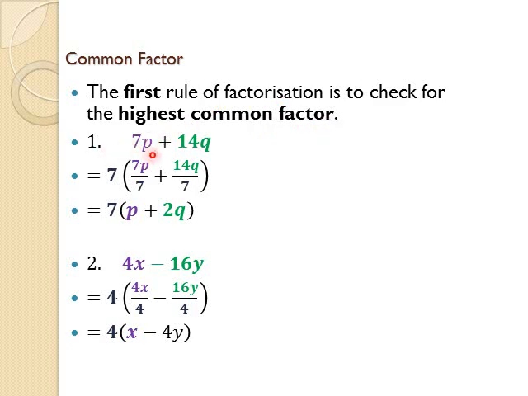So in problem number 1, I have 7p plus 14q. We assume you know 7 can divide in itself and 7 can divide in 14, therefore it is a factor. P and q, two different variables, so therefore not common factor. So if I take out 7 as a common factor, right, this is the procedure that we never show you. I say 7p divided by 7 plus 14q divided by 7. So 7p divided by 7 becomes p, 14q divided by 7 becomes 2q.